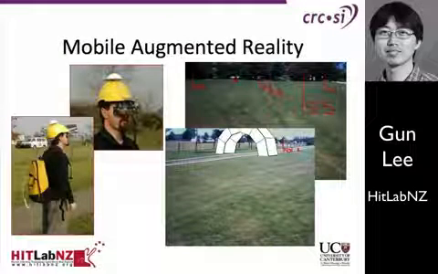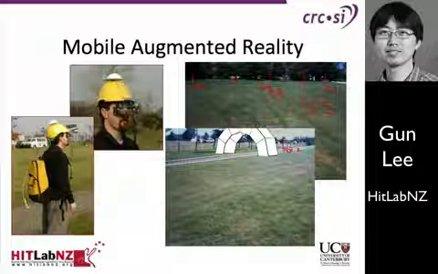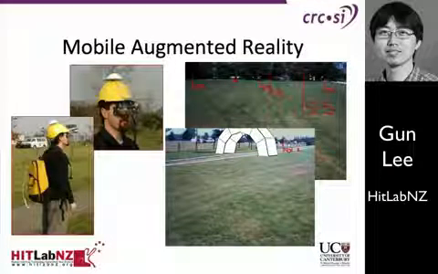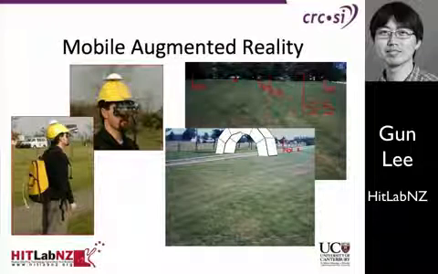As the technology has been advancing, AR systems were not only restricted to desktop or indoor environments, but have moved into mobile augmented reality, which has been using different types of sensor technologies. Like this is a picture from about 5 or 6 years ago.